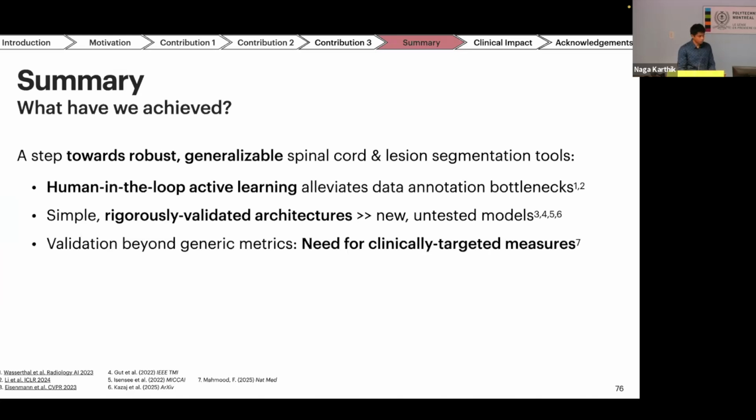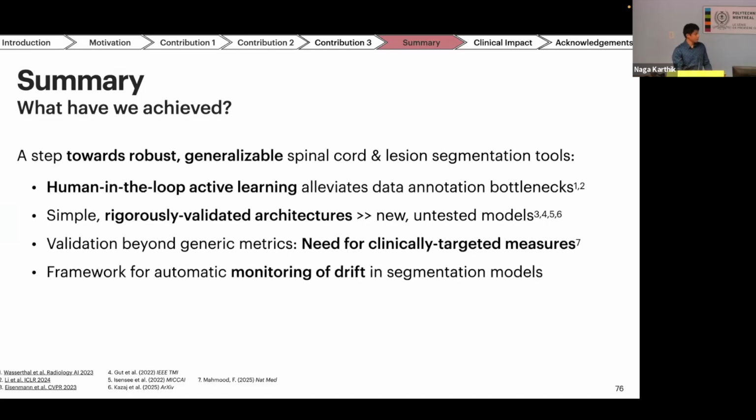And this is an important point. We made sure that we go beyond generic segmentation metrics because segmentation metrics average out the performance on difficult cases, which are useful in judging whether the tools can be translated to clinical practice. So there is a need for clinically targeted measures and to validate the model on clinically targeted measures. In all our works, we identified a biomarker which could benefit from segmentation, and we validated our models against that.